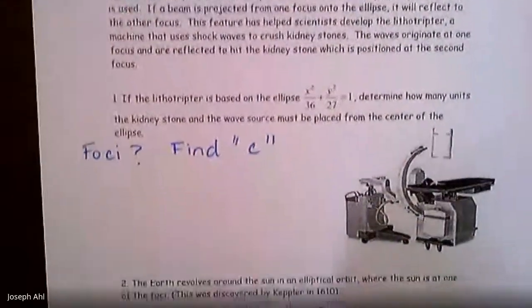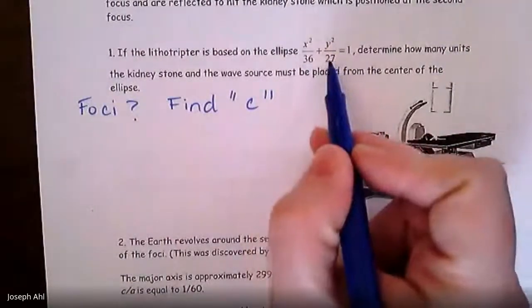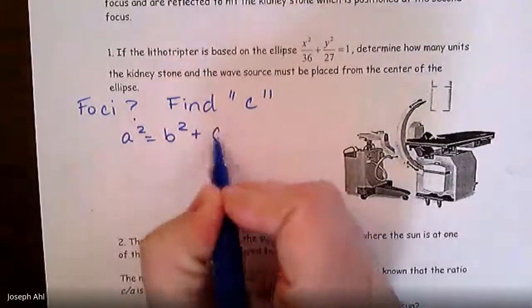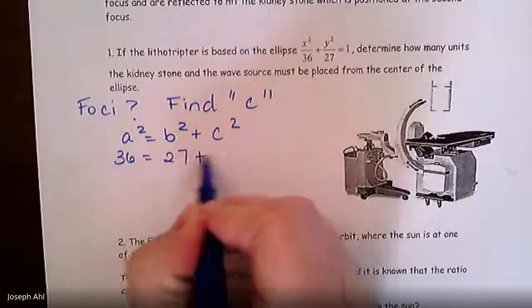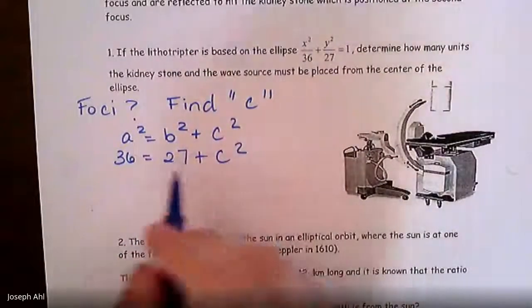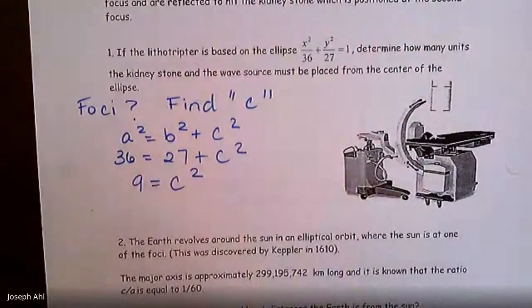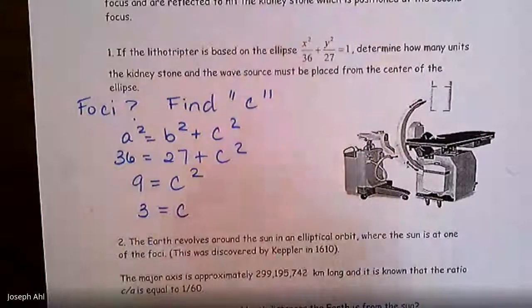Now, remember, based on this equation, we know the values of a squared and b squared. So we know that a squared is 36. I'm going to use the equation a squared equals b squared plus c squared. So 36 would equal 27 plus c squared. If you subtract 27 to the other side, 9 equals c squared, and therefore, if I take the square root of both sides, c equals 3.